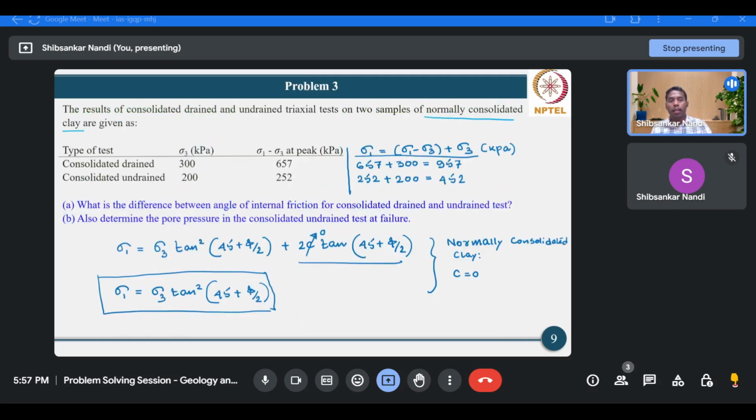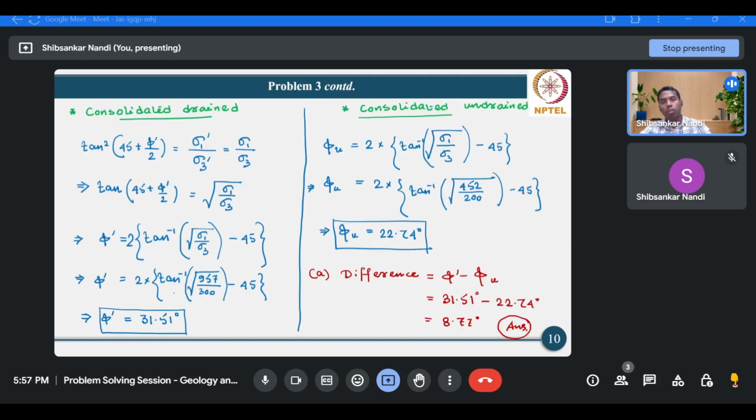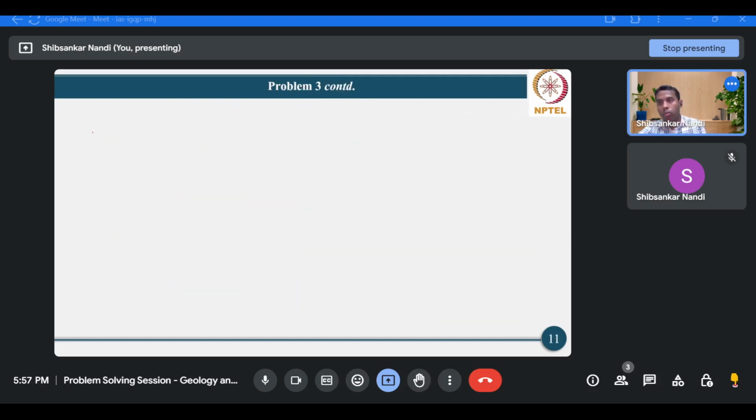Now coming to the second part, determine the pore pressure in the consolidated undrained test. It's quite obvious, because in the first case we will not have any excess pore water pressure because the drainage valve is opened. So we'll have the generation of excess pore water pressure only in the second test, that is the consolidated undrained test. Now, how can we determine that pore water pressure?